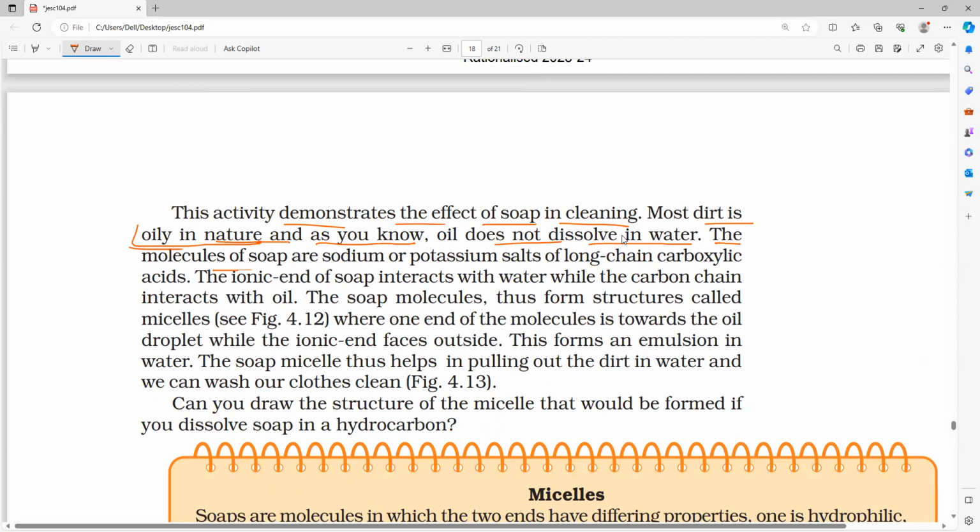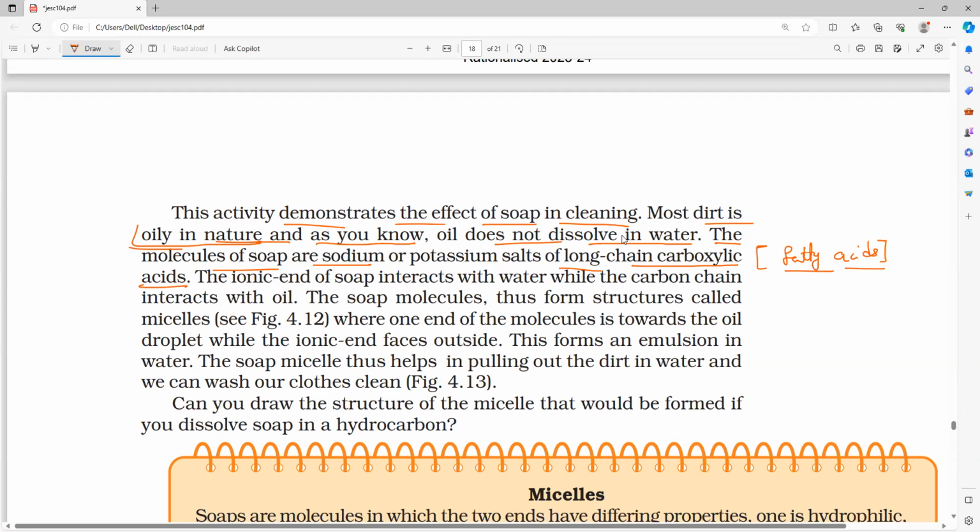So the molecules of soaps are basically what? Just now we studied. What are molecules of soaps? Soaps are what, guys? Sodium or potassium salts of which acids? Long chain carboxylic acids, which we used to call something. Anybody there in the meeting? That is what we used to call fatty acids.